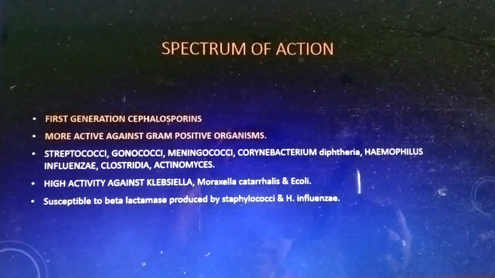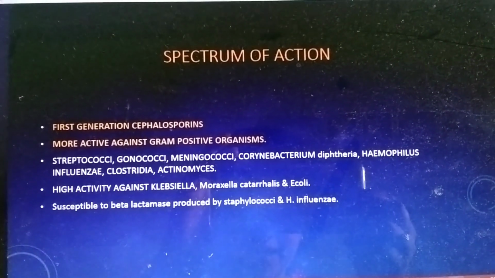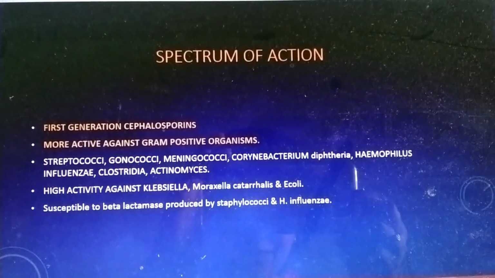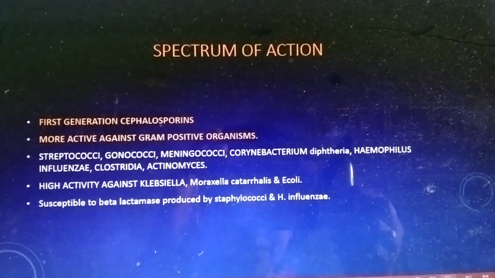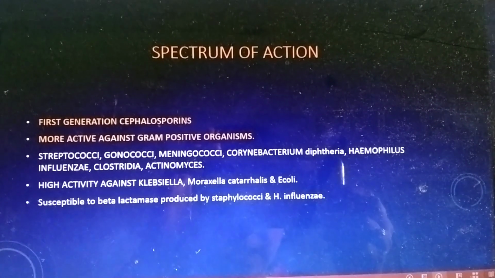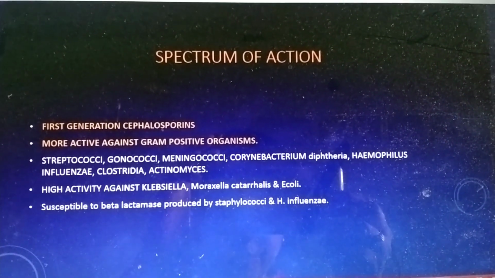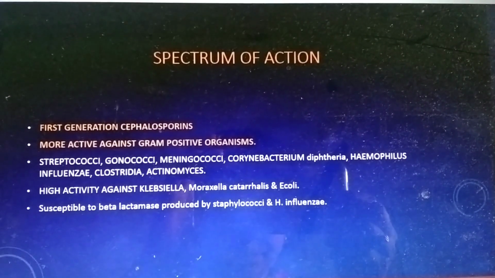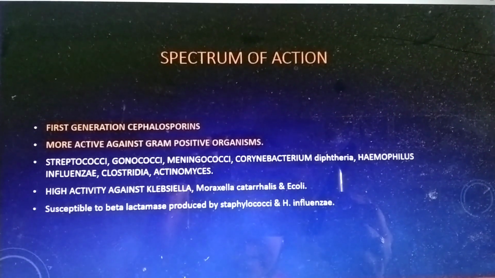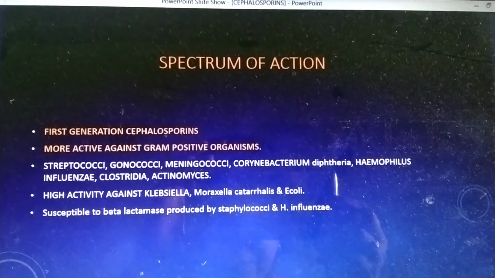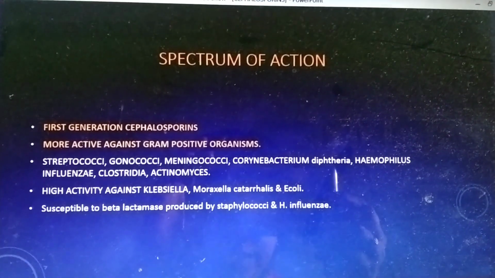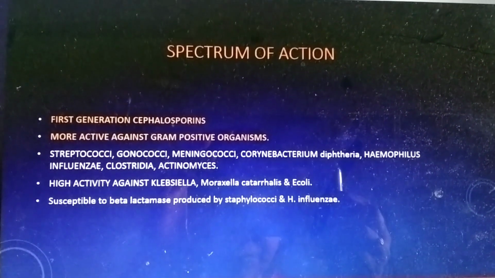Coming to the spectrum of action, the first generation cephalosporins are more active against the gram-positive organisms: Streptococci, Staphylococci, Gonococci, Meningococci, Corynebacterium diphtheriae, Haemophilus influenzae, Clostridia and Actinomyces. High activity is seen against Klebsiella, Moraxella and E. coli. Nowadays resistance has developed and hence they are susceptible to the beta-lactamase or the cephalosporinase produced by the Staphylococci and the H. influenzae. So in this way the resistance has developed to the first generation cephalosporins.